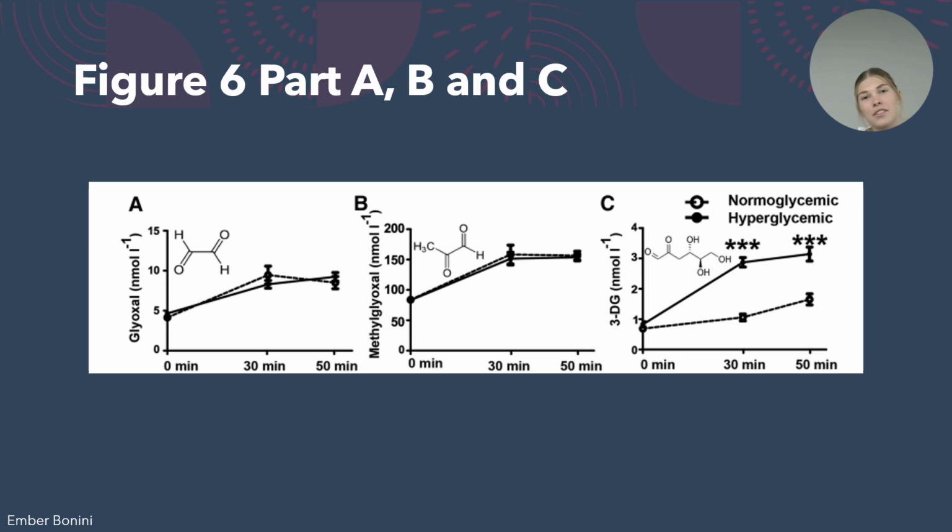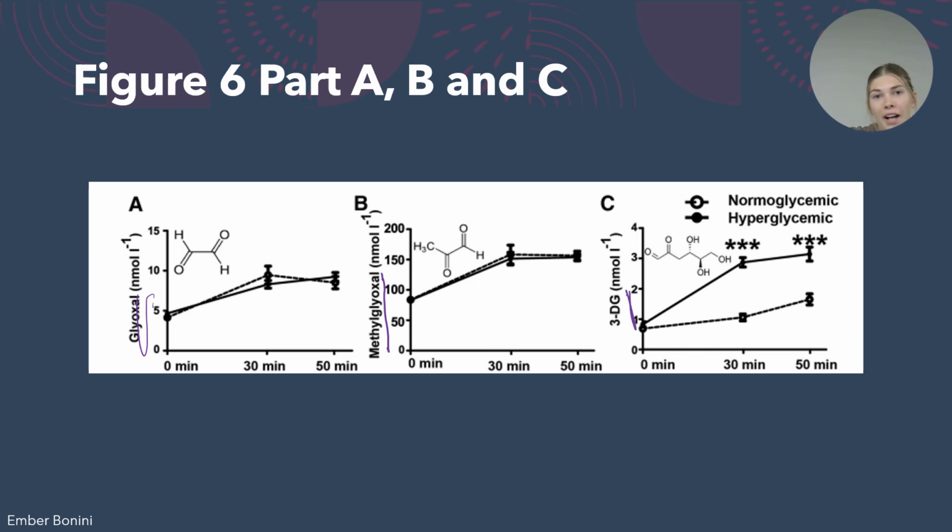All right, everyone, so now we're going to go ahead and get into figure 6. So here we're going to be looking at parts A, B, and C, and the technique that was used through this one was the measuring of alpha-dicarbonyls, which if you remember, that was kind of addressed with Brad. So in here, we are looking at, on our y-axis, we have our glyoxal in figure A, we have methylglyoxal in figure B, and then we have our 3-DG in figure C.